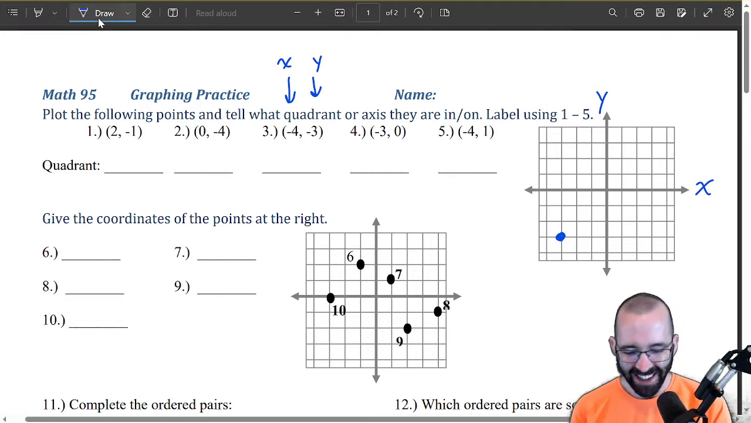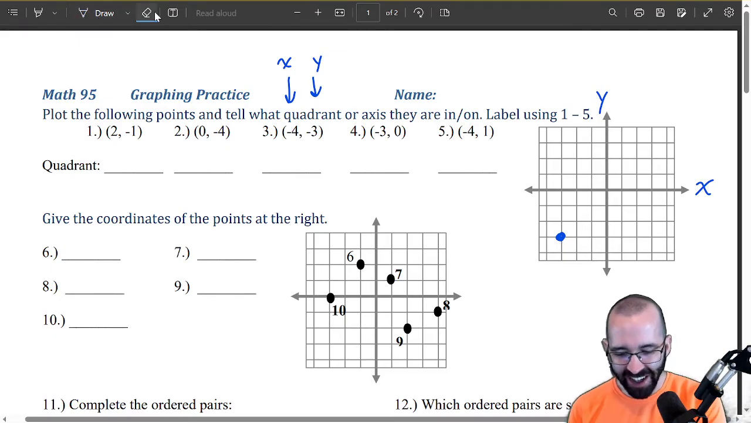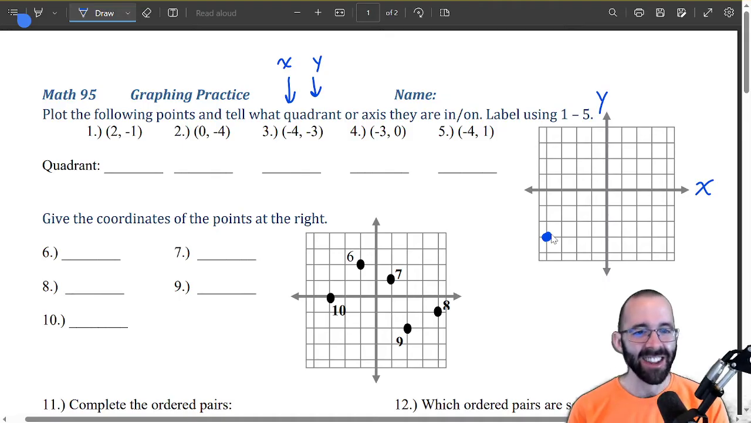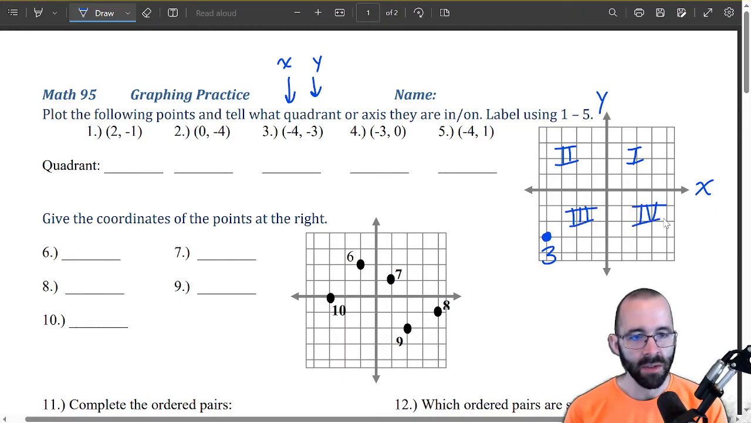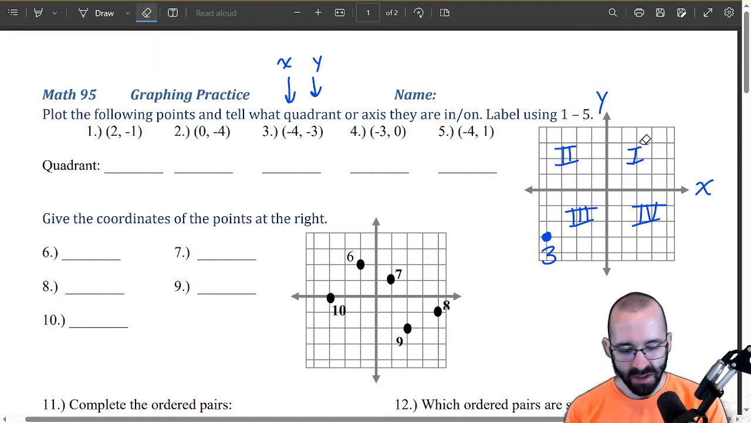-4, -3 is 4 left. Wait, 4 left is one over, one more to the left. 4 left and 3 down. And then we label this as number 3, just like it tells us to. And we answer: this is in what quadrant? Well, this is first quadrant, second quadrant, third quadrant, and fourth quadrant. We use Roman numerals for these quadrants. So it's, of course, in the fourth quadrant.